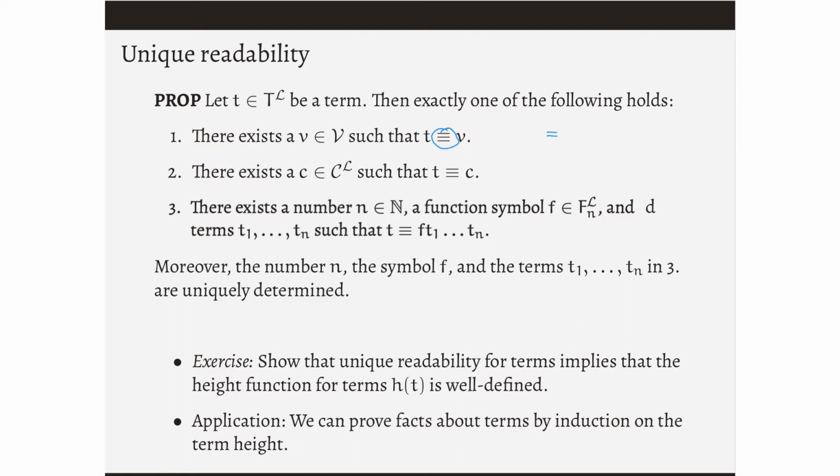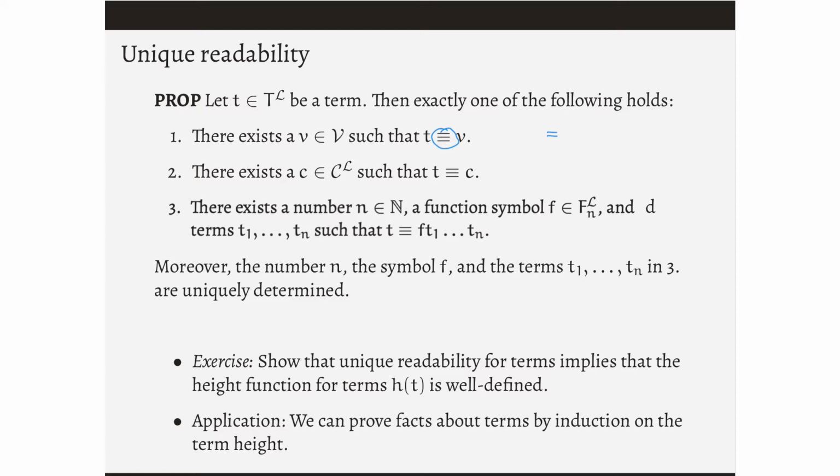Now, the first choice here was that t could be a variable symbol, or it can be a constant symbol, or there exists a number n, which is the arity, a function symbol f of that arity, and terms corresponding to the arity, terms t1 to tn, such that t is equal to f t1 tn. Moreover, those numbers, the symbol and the terms, in this case, are uniquely determined.